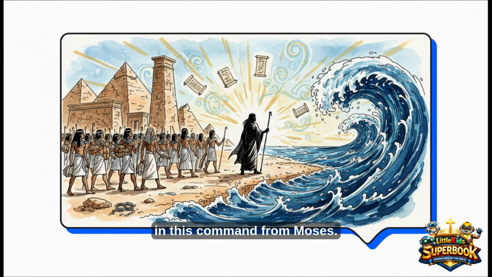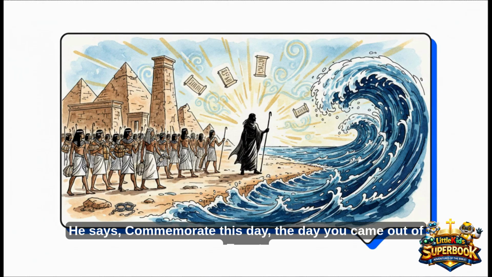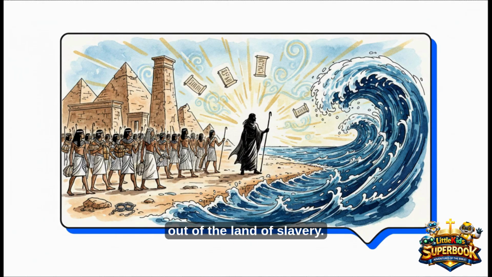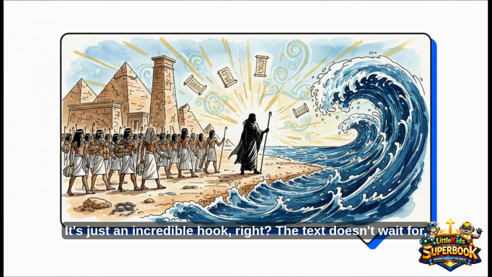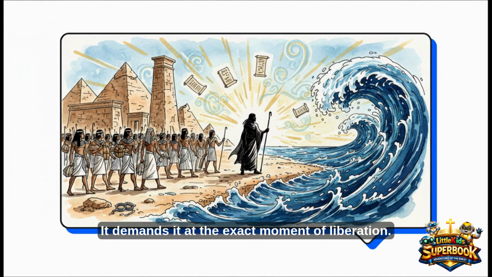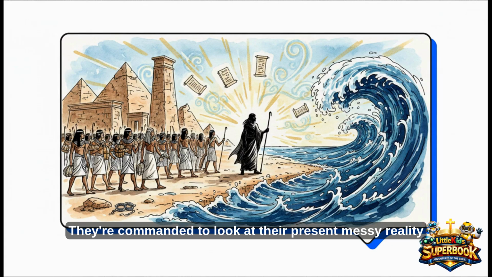See, in this command from Moses, he says, "Commemorate this day, the day you came out of Egypt, out of the land of slavery." It's just an incredible hook, right? The text doesn't wait for a 10-year reunion to establish historical memory. It demands it at the exact moment of liberation. They're commanded to look at their present, messy reality and instantly file it away as a sacred, historical milestone.